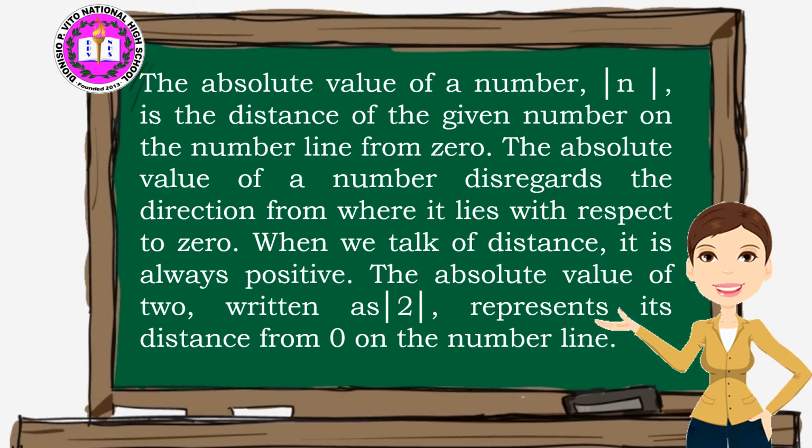So moving on to the discussion. The absolute value of a number is the distance of the given number on the number line from 0. So the absolute value of a number disregards the direction from where it lies with respect to 0. When we talk of distance, it is always positive. So the absolute value of 2 represents its distance from 0 on the number line.